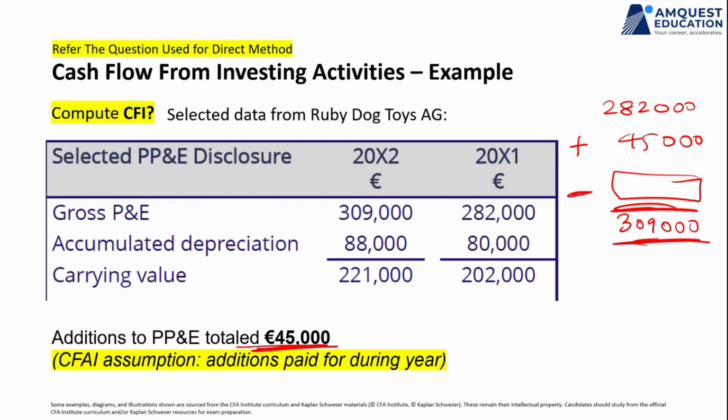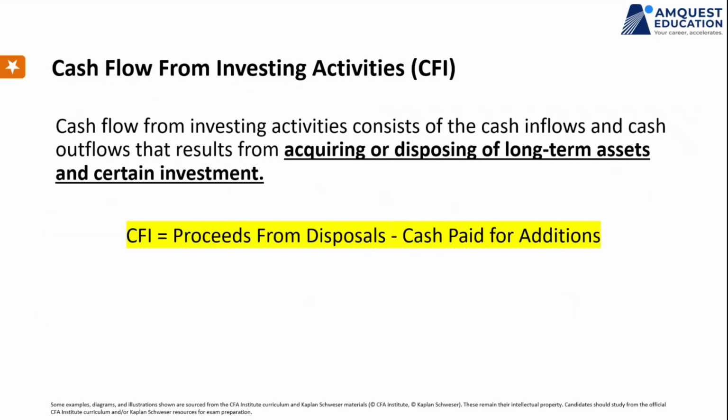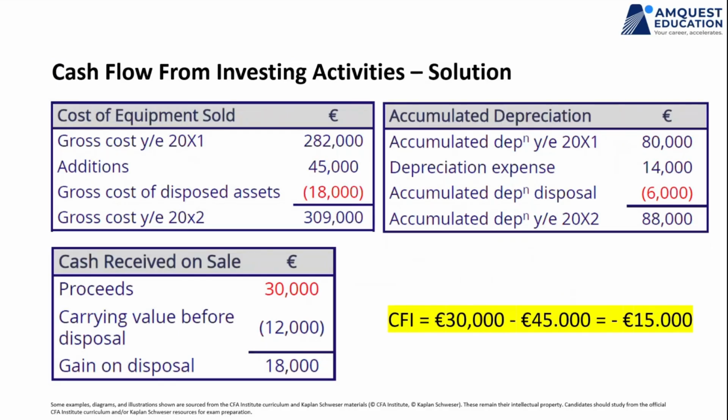So 282 plus 45 is 327. The number collectively should have been 327,000. However, the number is 309, which means 18,000 should be the asset that you have sold. And this can also be seen here, gain on asset disposal. So the first number is this. We have figured out the cost of equipment sold using this data.